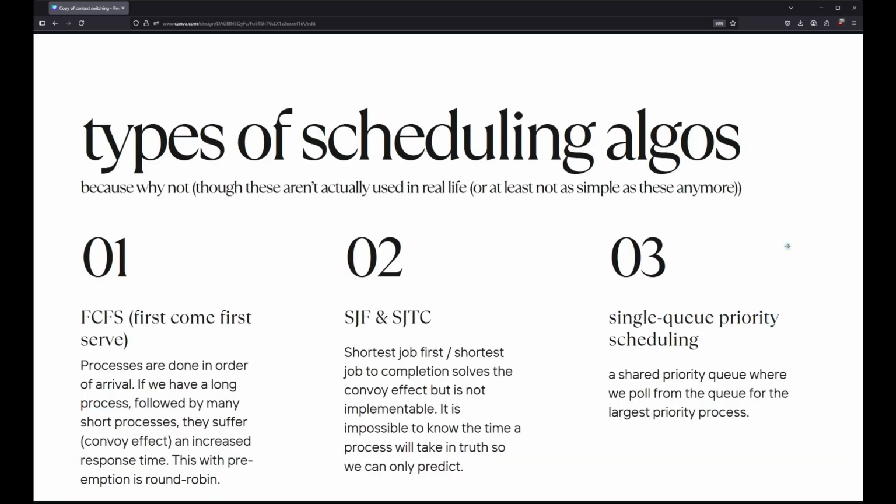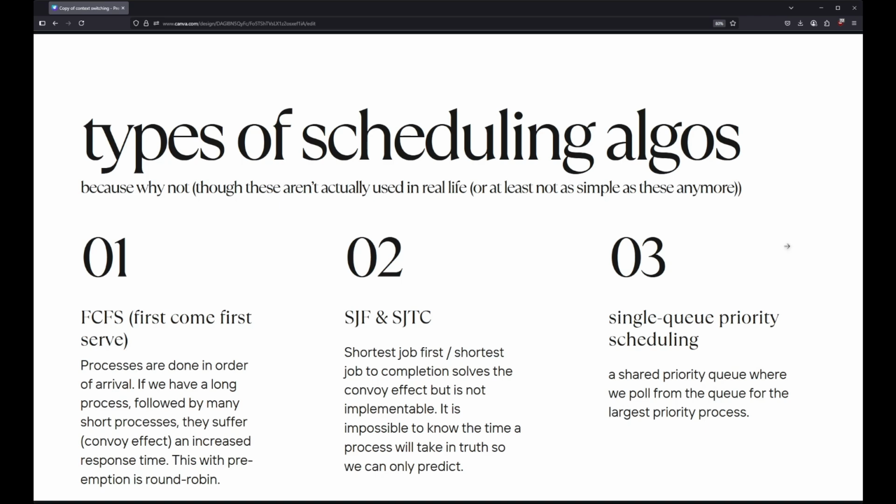So we have a few types of simple scheduling algorithms. Now these are the ones that aren't usually used in real life, or at least they were used, but they're not used in modern machines, things like that. So let's get into it. First come, first serve is the first one. Processes are done in order of arrival. If we have a long process followed by many short processes, they suffer from the convoy effect.